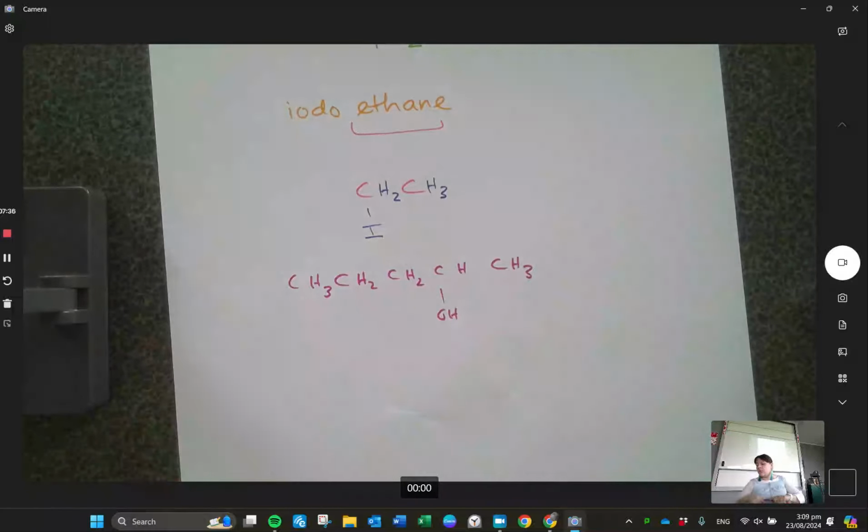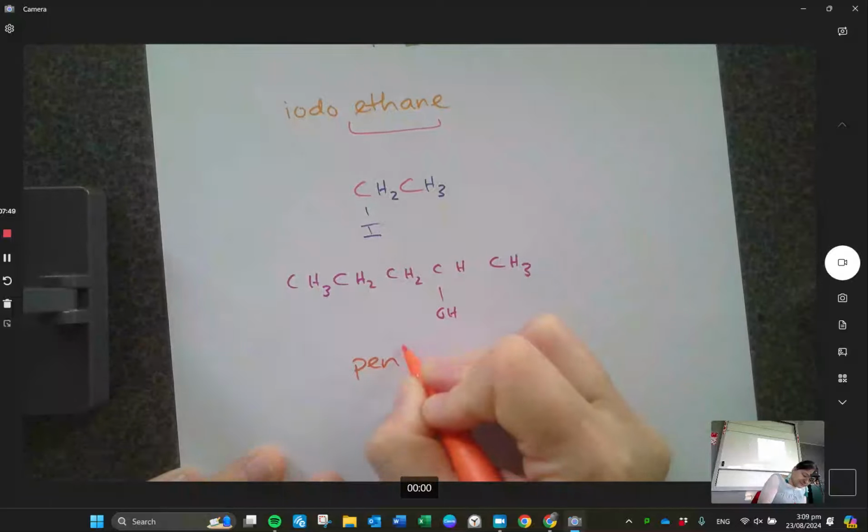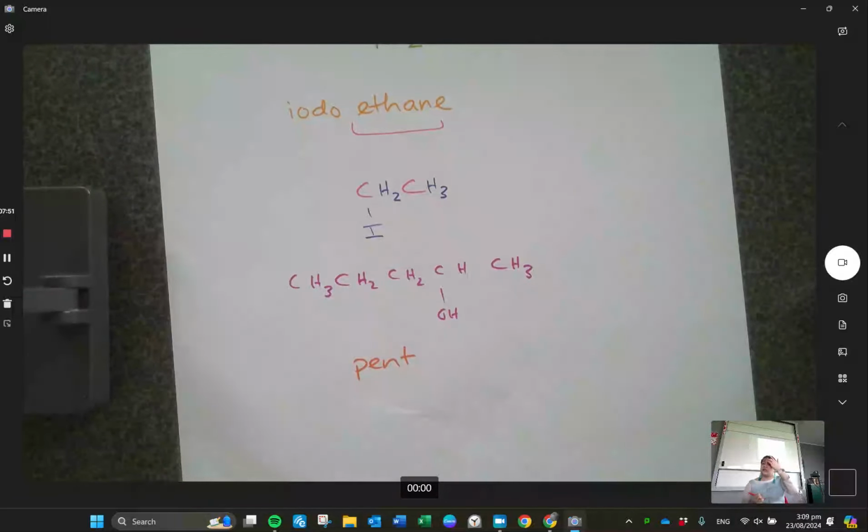So first thing, we look for the parent chain, and that is the longest chain. What's the number? 5. So I'm going to go with what name? Pentane. So we're just going to do pent, because we also need to be mindful that there's going to be a suffix attached to it.